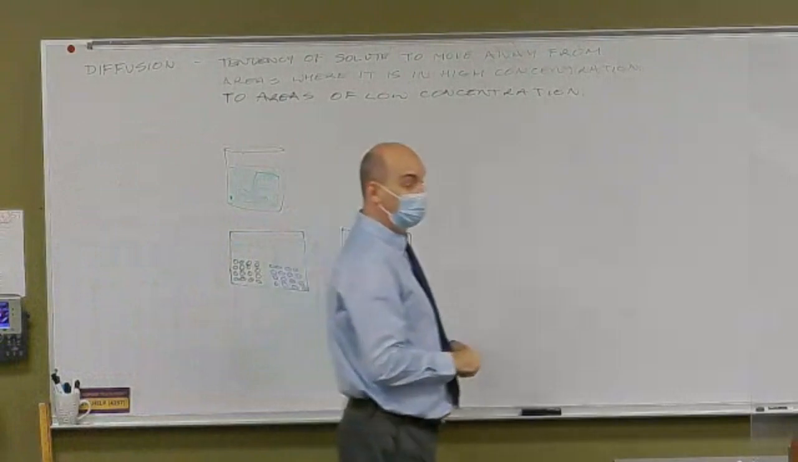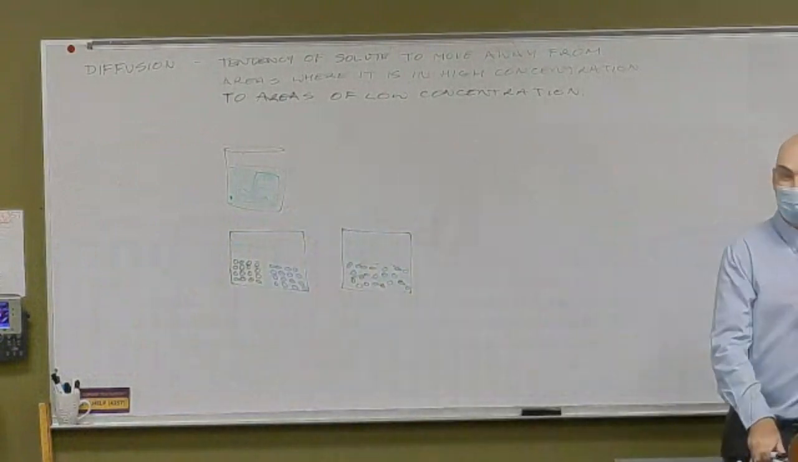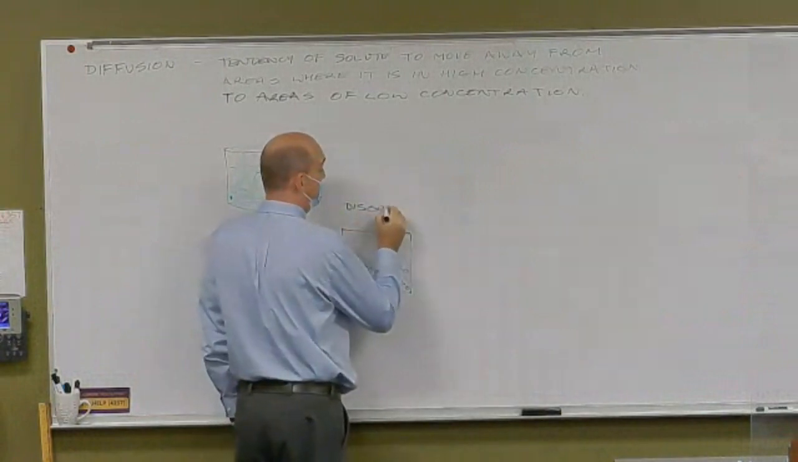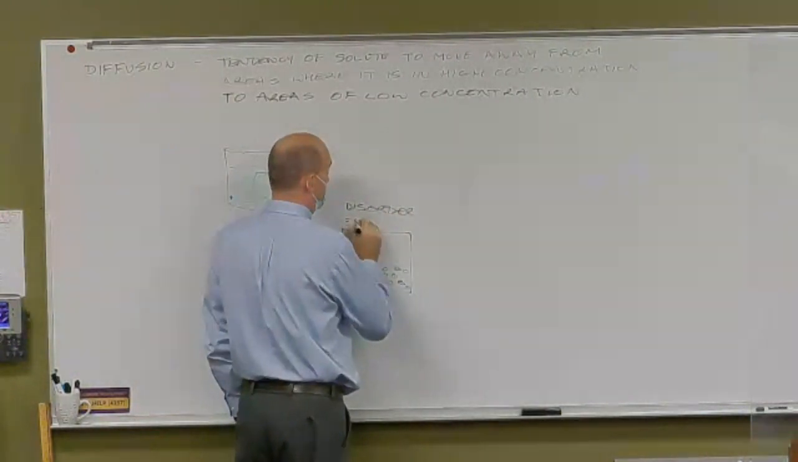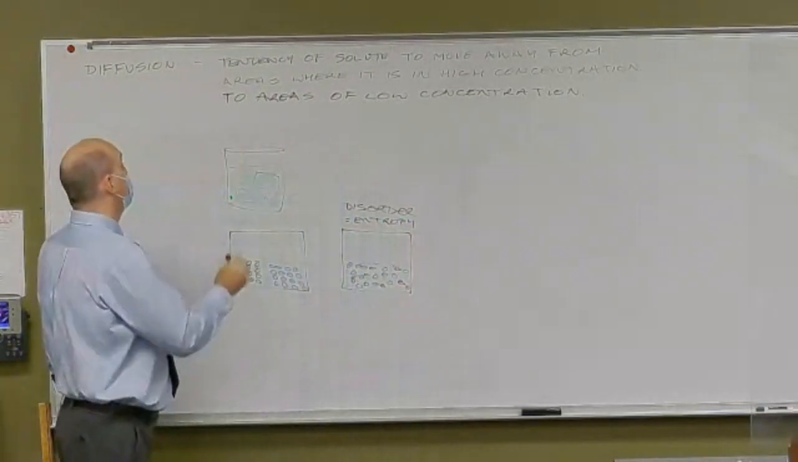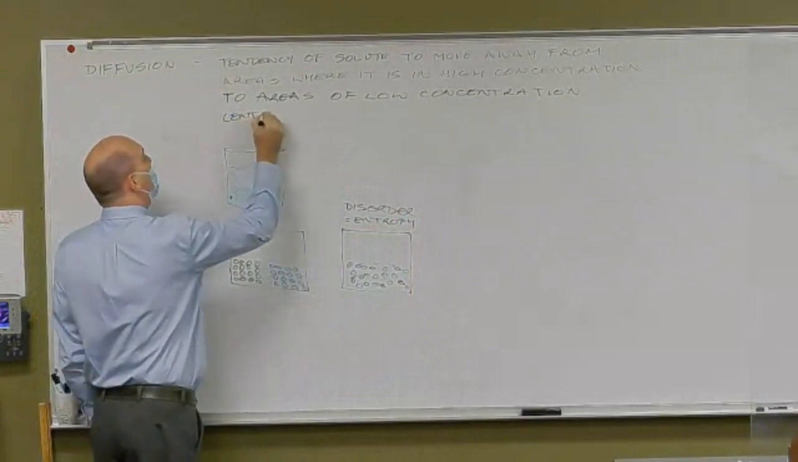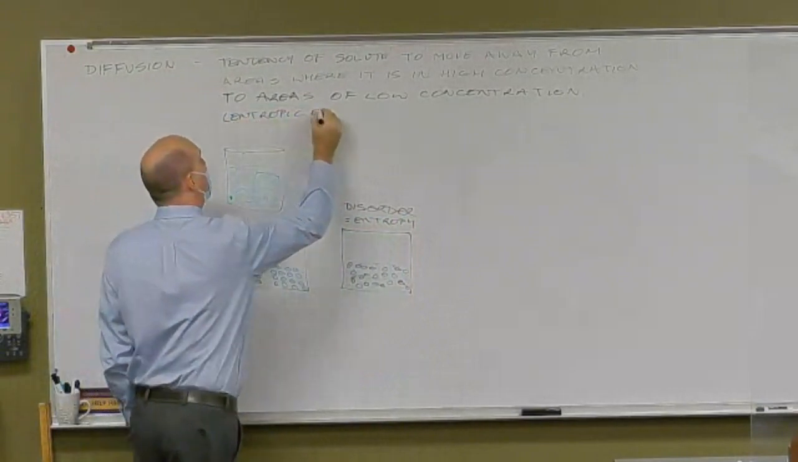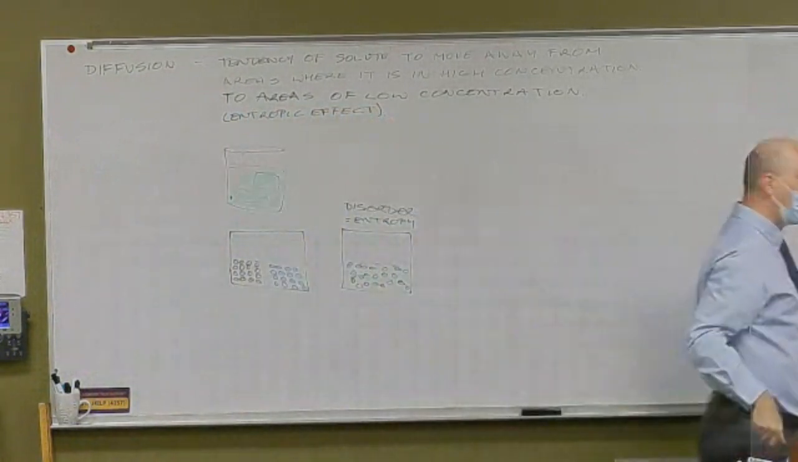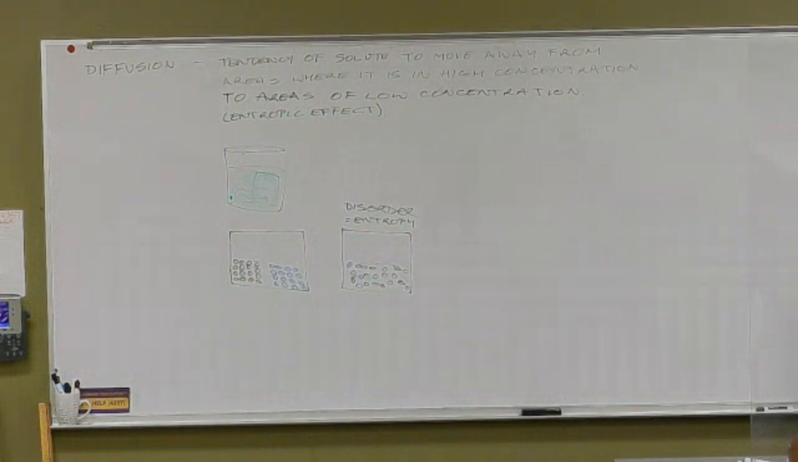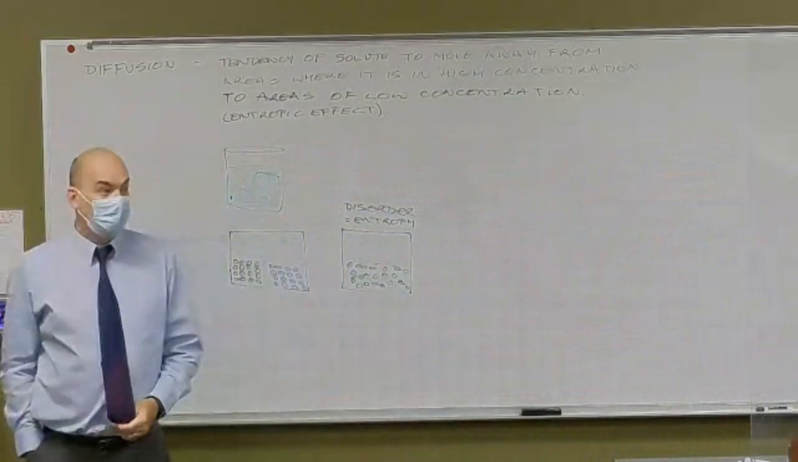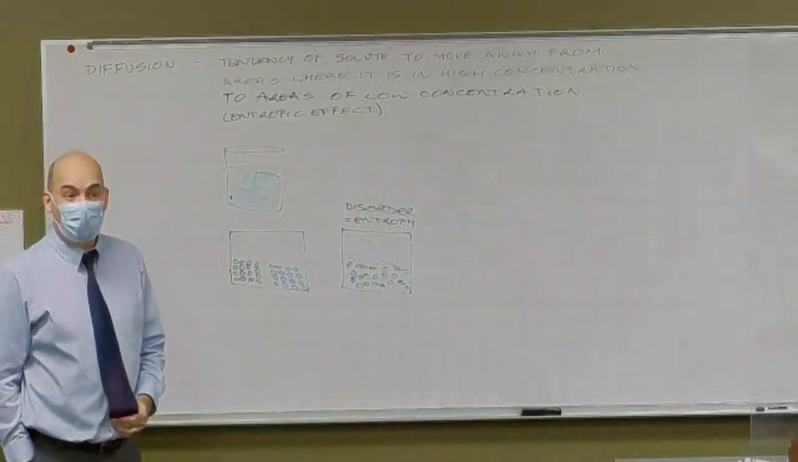So the cause of diffusion is just probability. And this probability that leads to disorder is called entropy. So diffusion is an entropic effect. It happens because nature would rather have you be disorganized, not because it wants it, but because it's just statistically more probable.